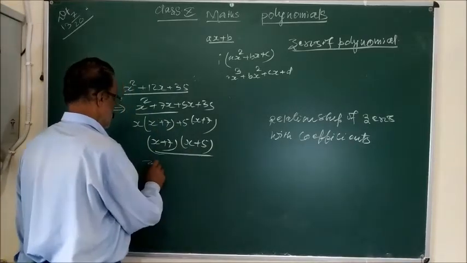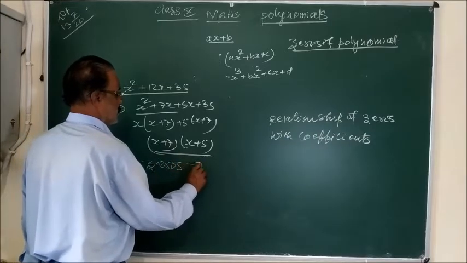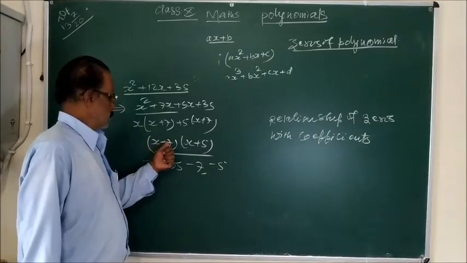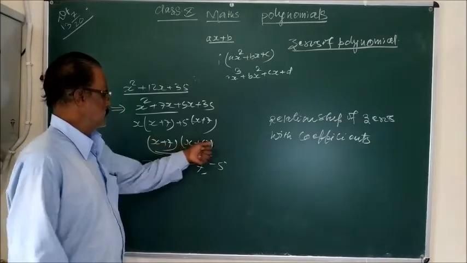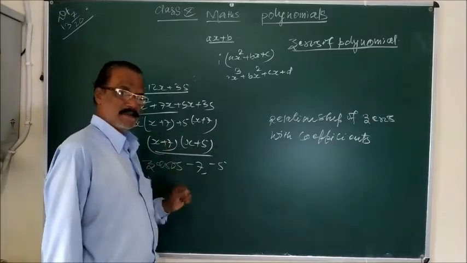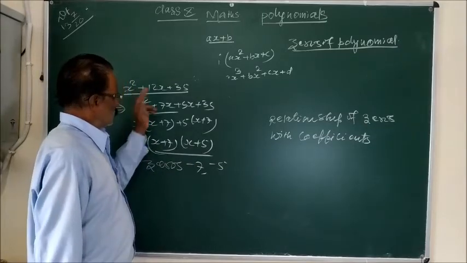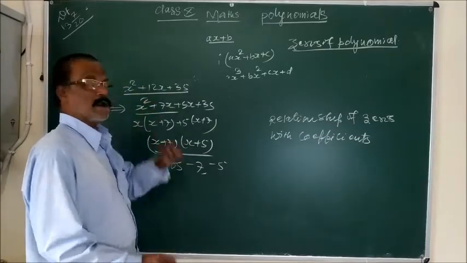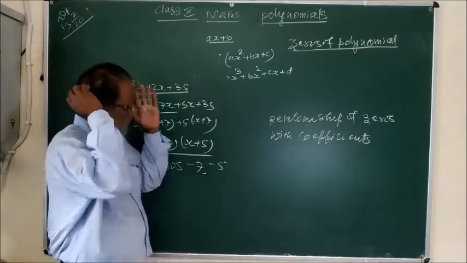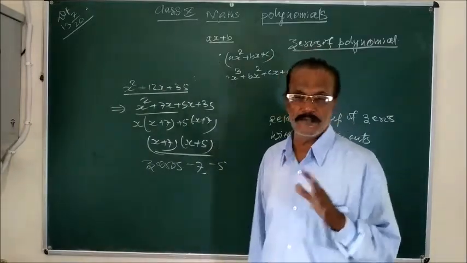Now what are the zeros? The zeros are minus 7 and minus 5. Because the value of this will be 0 when x plus 7 is equal to 0, so x is equal to minus 7, similarly x is equal to minus 5. So these are the zeros of this quadratic polynomial. So this depends upon the nature of the question, how the questions are given.